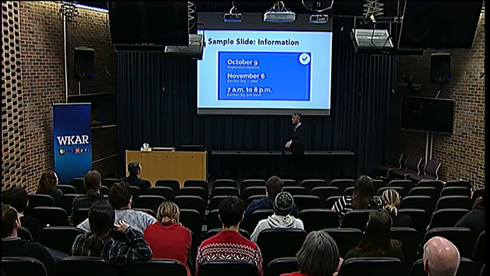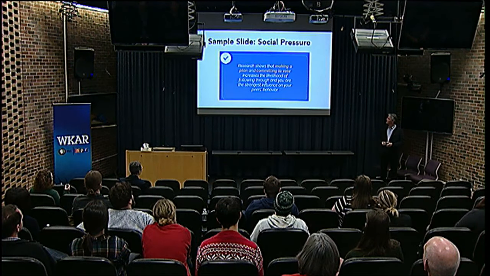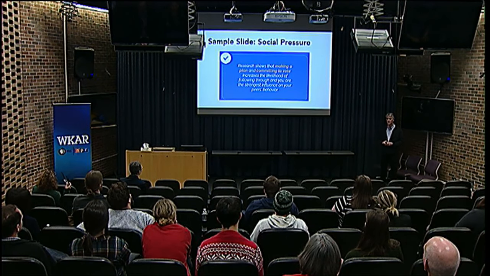So let me talk a little bit about these presentations really briefly. This is just one sample slide from the information condition, okay? Just some really basic information about the election. When's the registration deadline? It's October 9th. When's election day? When can they turn out to vote? So this is really the basic information that people would need to turn out to vote. Of course, there's more information on what's on the ballot and how to register to vote and things like that as well.